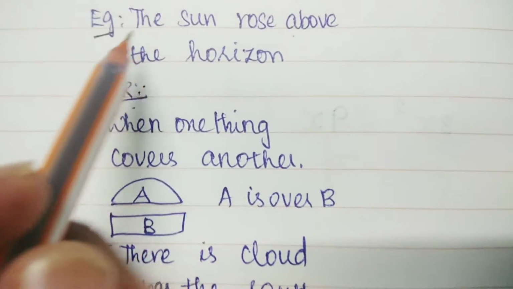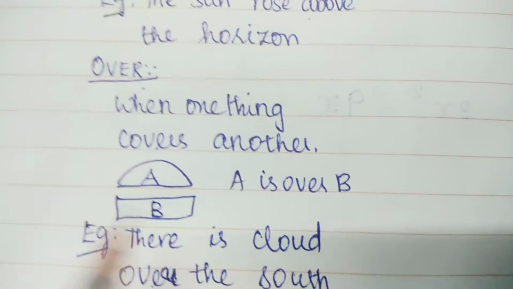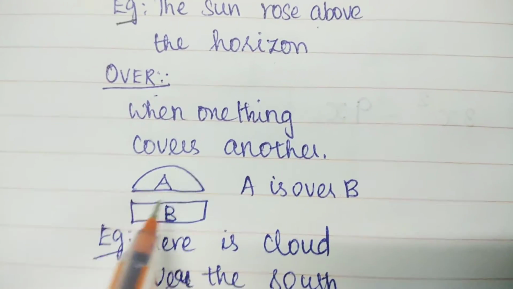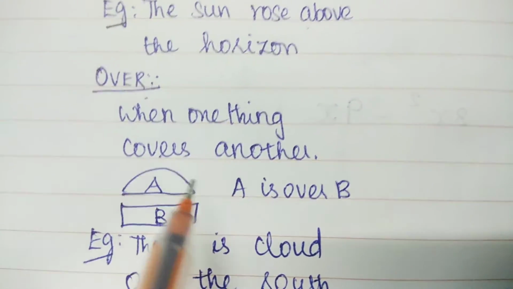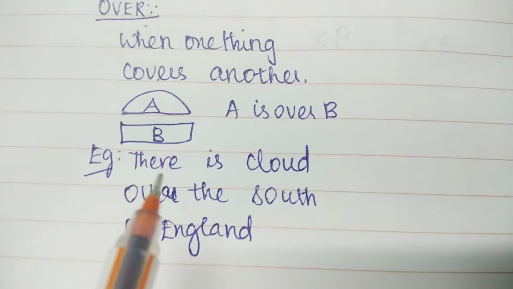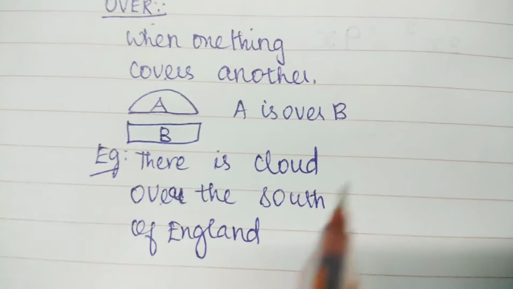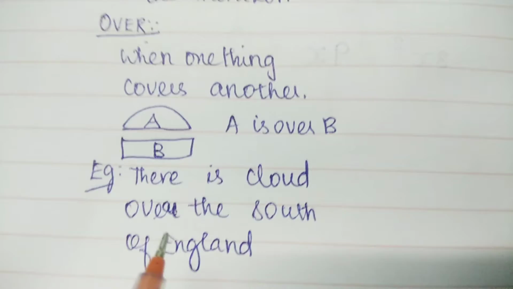Okay. So the next point is, what does over mean? When one thing covers another. Here you see B is covered with A. So A is over B. Here is an example. There is a cloud over the south of England. So the cloud is over the south of England.